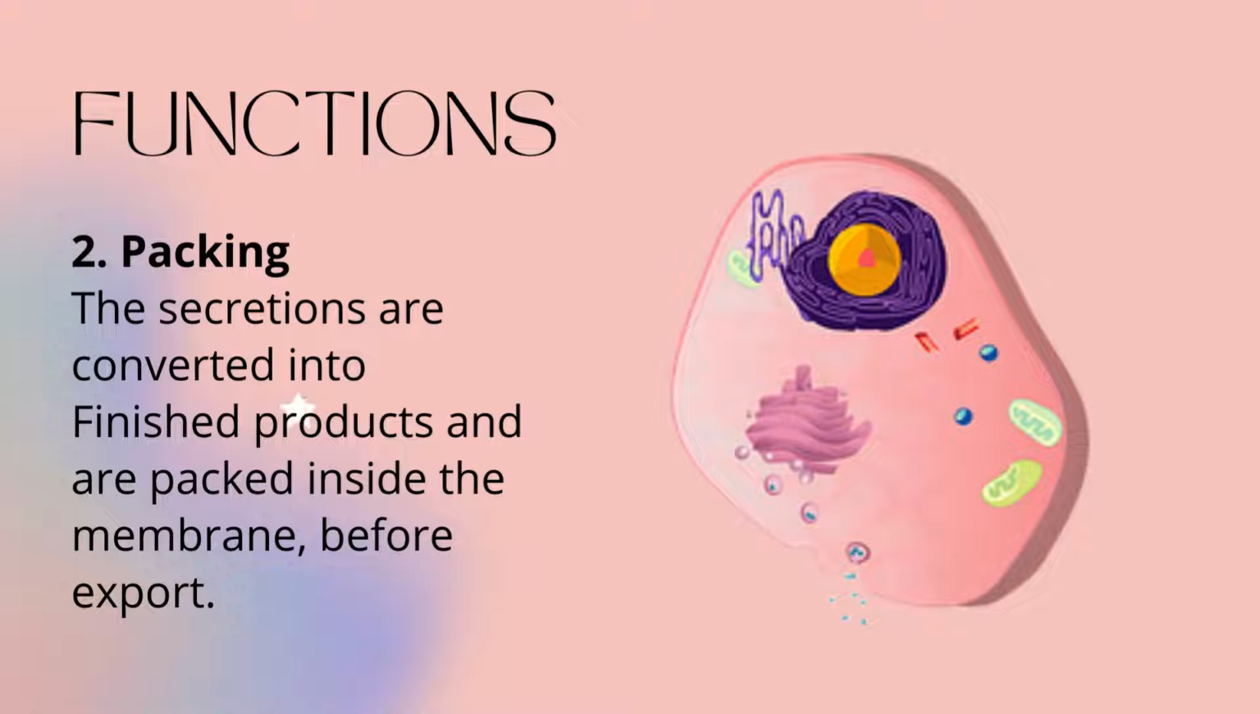The next function is packing. Secretions are converted into finished product and are packed inside the membrane before export. Golgi apparatus converts that secretion into finished product and then packs it into a membrane and buds it off, as you can see here.